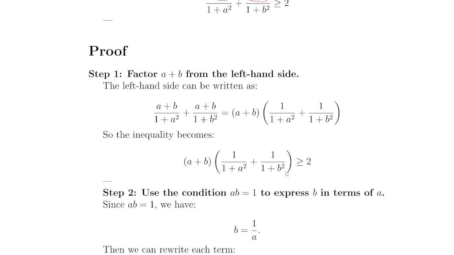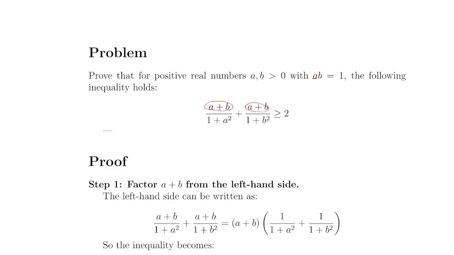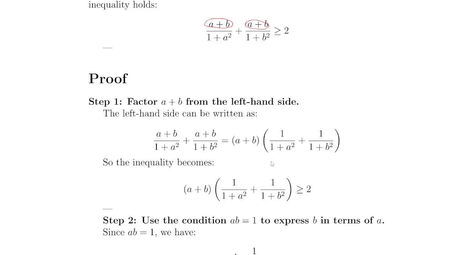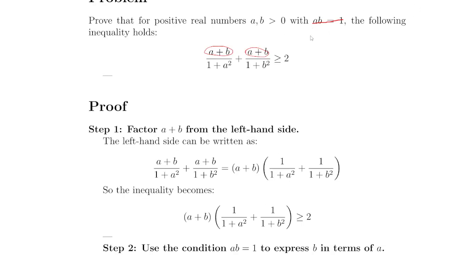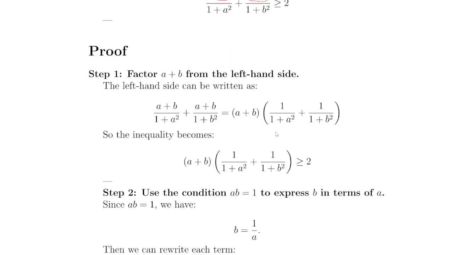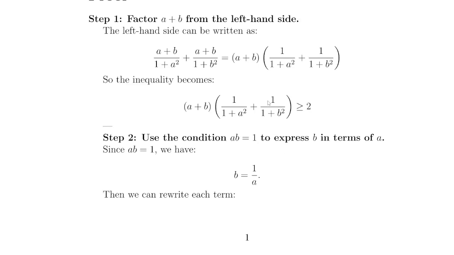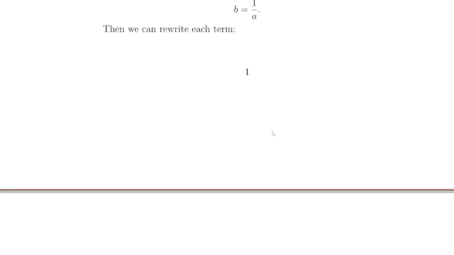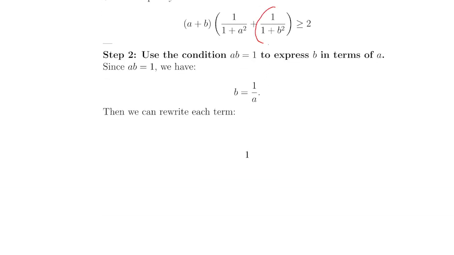To do that, we want to make a substitution. First, we're given that a times b is equal to 1, so we can solve for one of the variables. For this, I'm just going to solve for b. So b is equal to 1 over a, and we're going to plug it into the fraction. So let's look at this one, 1 over 1 plus b squared. We'll leave a plus b alone for now.